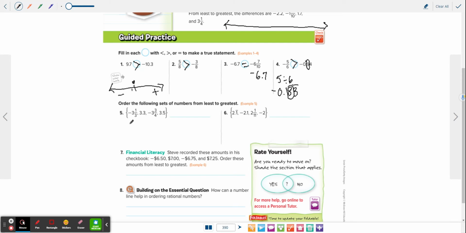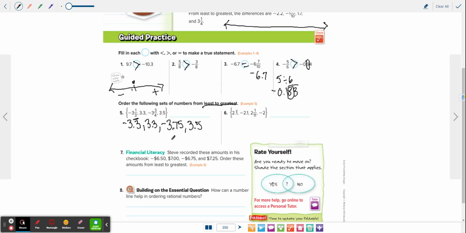So negative 3 1/3 is going to be negative 3. I believe it's 0.3. Let's see, 1 divided by 3. Yeah, 0.3 with a line over the 3. Then we have 3.3 with no line. Then we have negative 3 and 3/4. So that's going to be negative 3.75. And then we have positive 3.5. So we have two positives and two negatives.